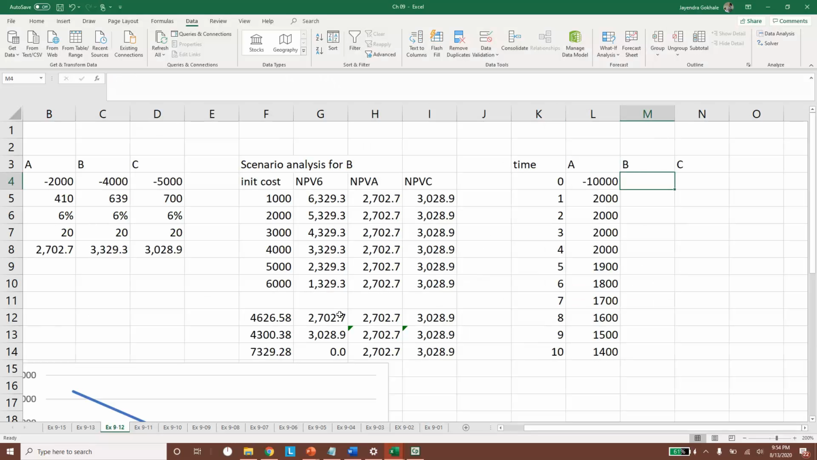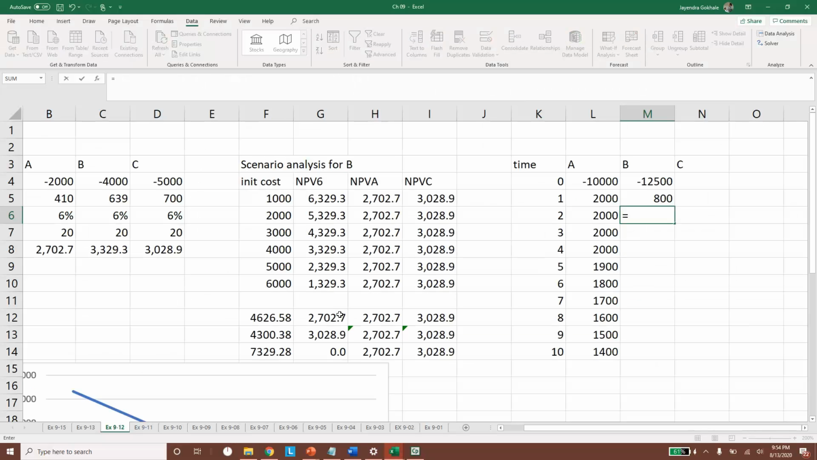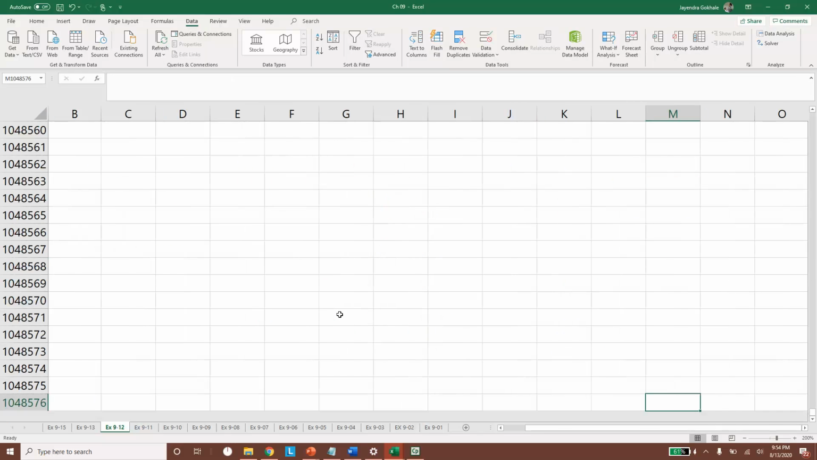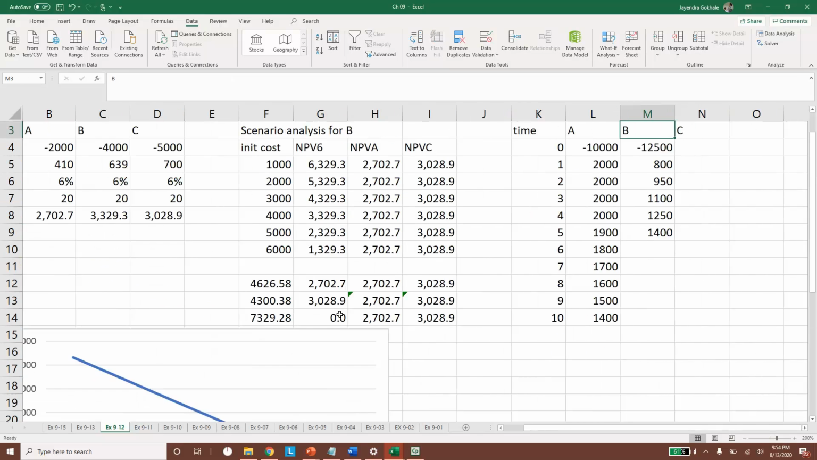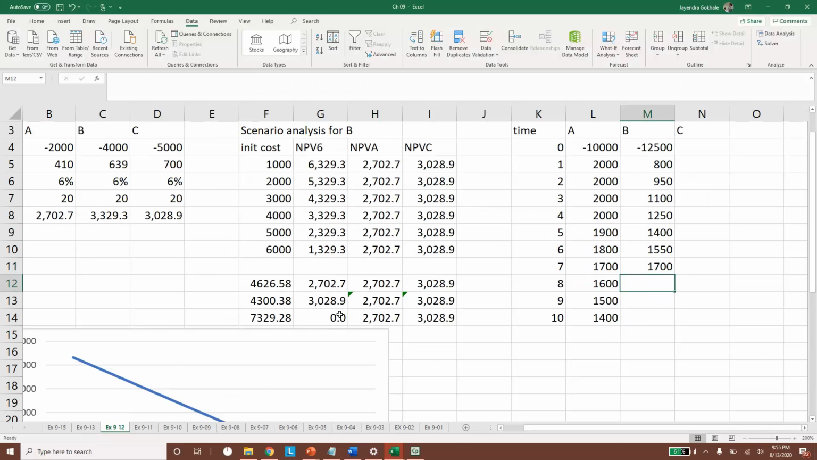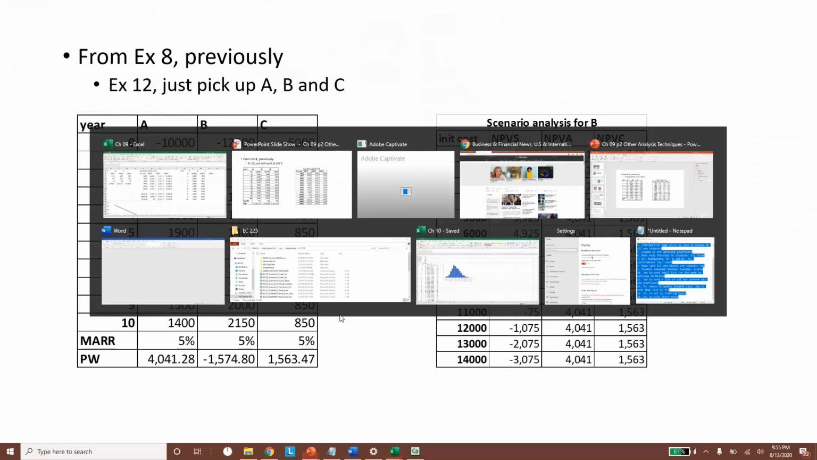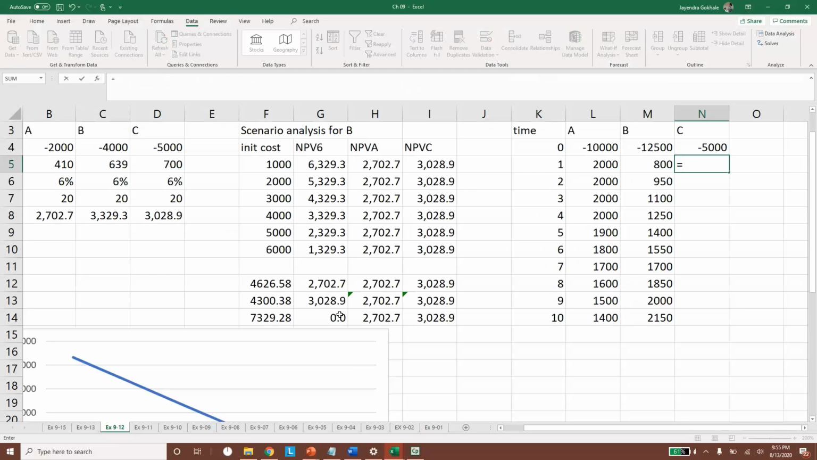And then minus 12,500. And then 800. Is it growing by 150? Okay, so it's growing by 150. Control D, Control D, Control D. Oh, Control D, 1550. Yep, looking good. Keep going. 2150 is the last one. All right. C, minus 5,000, and a single cash flow of a single amount of 850.